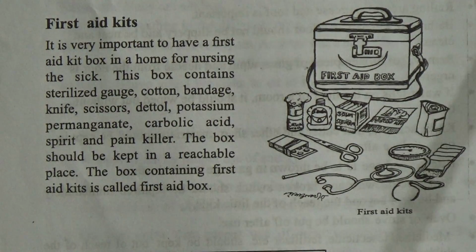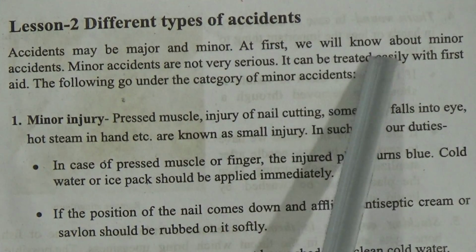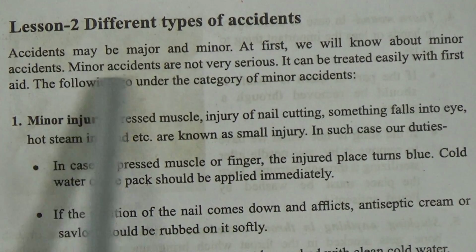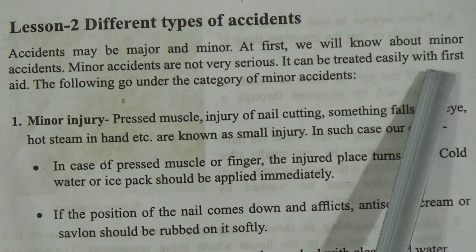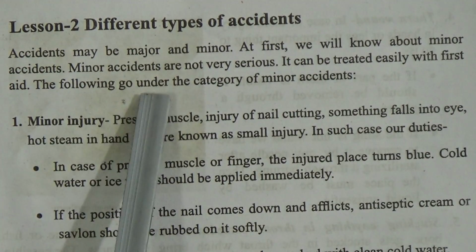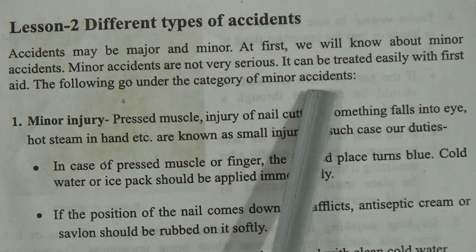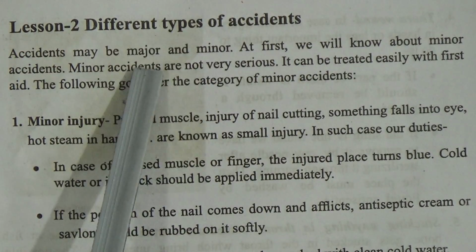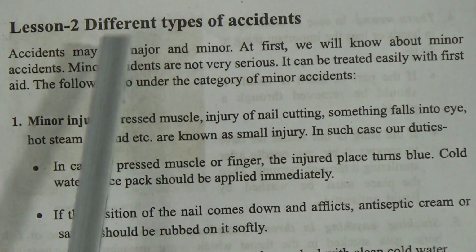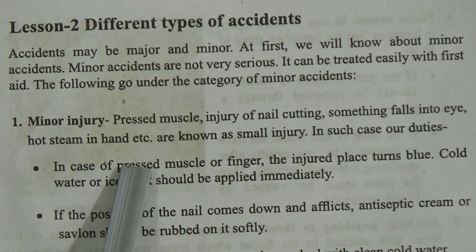Now we will learn about lesson 2, different types of accidents. Accidents may be major or minor. At first we will know about minor accidents. Minor accidents are not very serious. They can be treated easily with first aid. The following go under the category of minor accidents. So there are two types of accidents. One is major and another is minor. Here we will learn about minor injury.